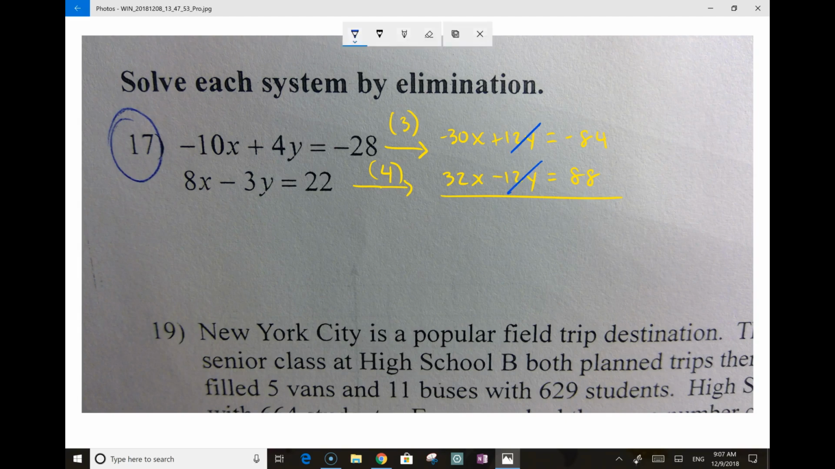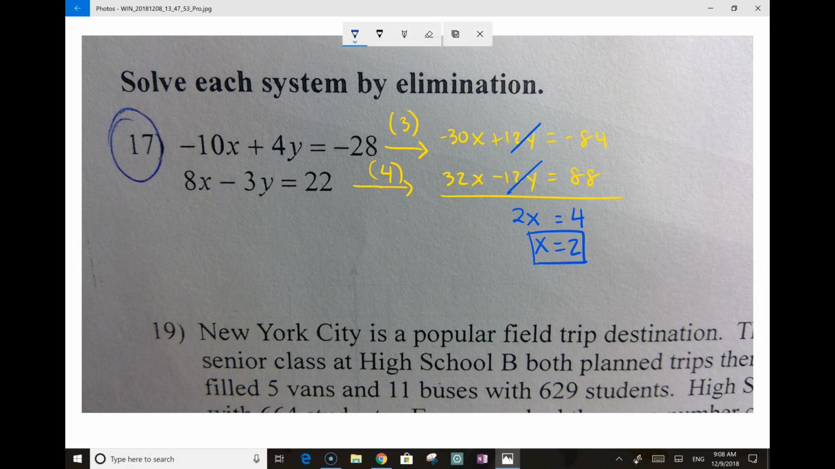12y minus 12y is 0, gone. And by the way, it would be incorrect to put 0y because 0y simply means 0 times y, which is 0. So don't put anything, just cross them out. 32x minus 30x is now going to be 2x. And 88 take away 84 is 4. And with that, I know right away, hey, x is 2. So that's half my answer right there.